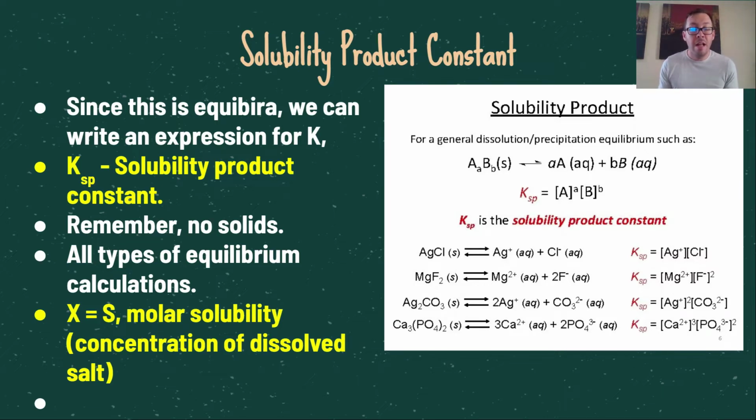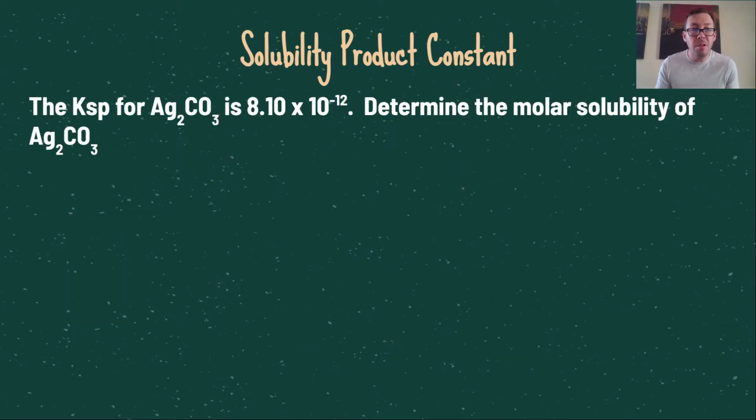If I want to know the concentration of ions of each of my products, I'm going to plug that back in and solve for the concentration of that. You'll see that when we look at a practice problem. But I want you to look at the parallels between what we have done with equilibrium expressions previously and how that applies to the solubility product constant, because there are lots of similarities as we complete these types of problems. So the KSP for Ag2CO3 is 8.10 times 10 to the negative 12th.